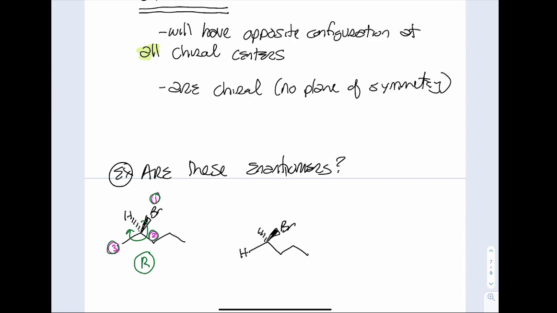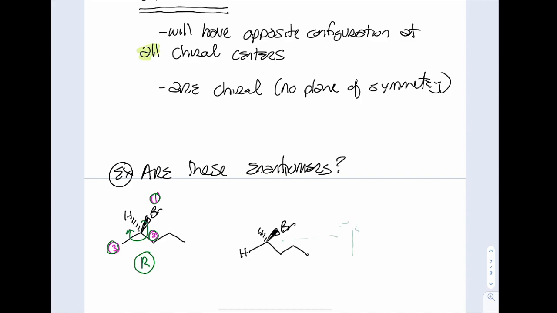My second one, this one's a little trickier. So my lowest priority group is actually in the plane. It's not coming out at us. It's not going back. It's actually in the plane. So this one, I'm going to have to manipulate it. And if you can do it in your head, that's fine. So like this one, what you would have to do is kind of jump into the screen and look down this direction, right? I want to view it from here. Because if I view it from that direction, if you jump into the screen and view from that direction, the hydrogen's going back.